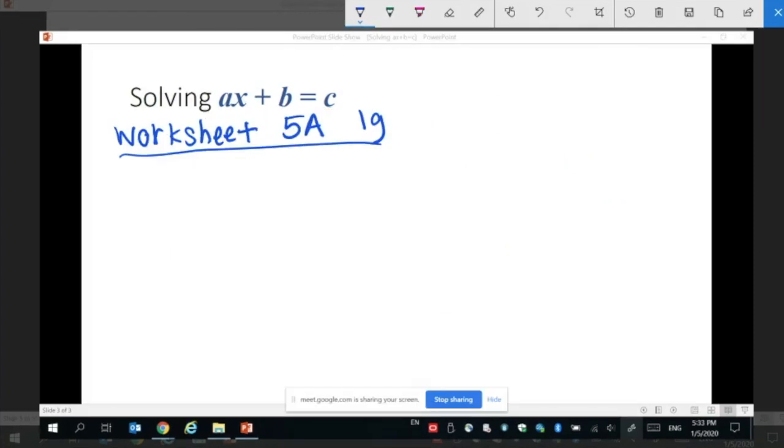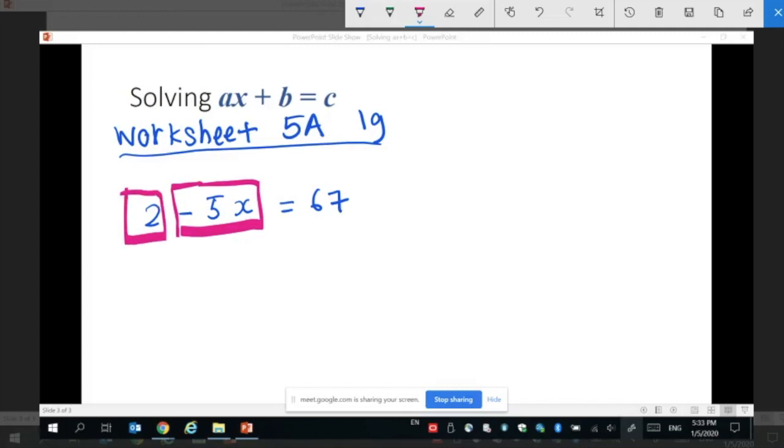I'm going to go through worksheet 5A question 1G review. The question is 2 minus 5x is equal to 67. Okay, you need to take note that this is actually one term. And 2 is another term. So this can be written as plus 2 minus 5x equals 67.